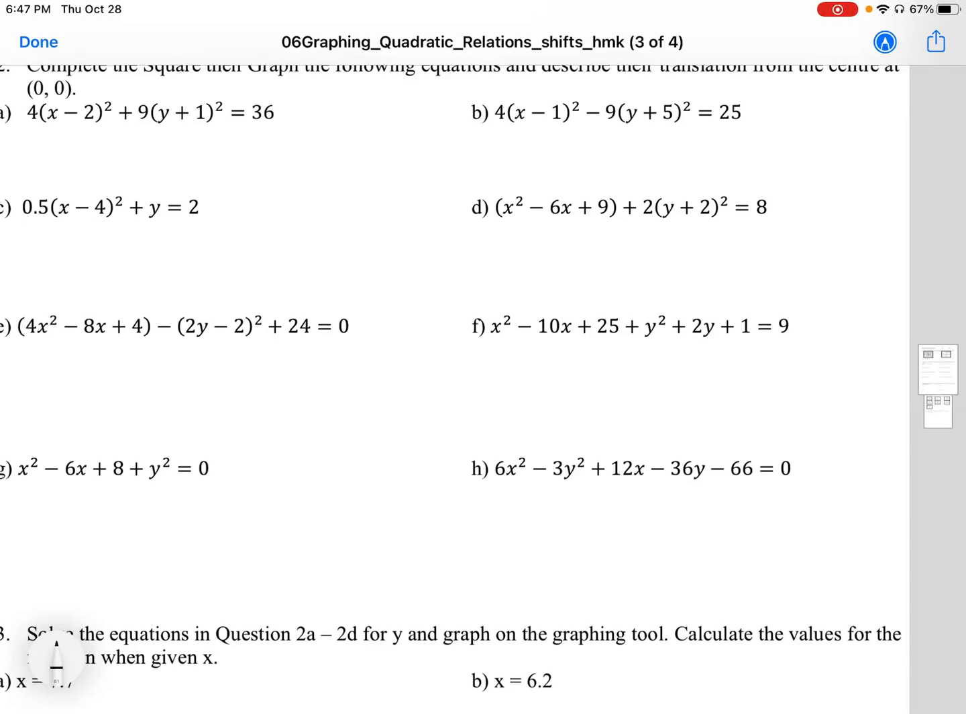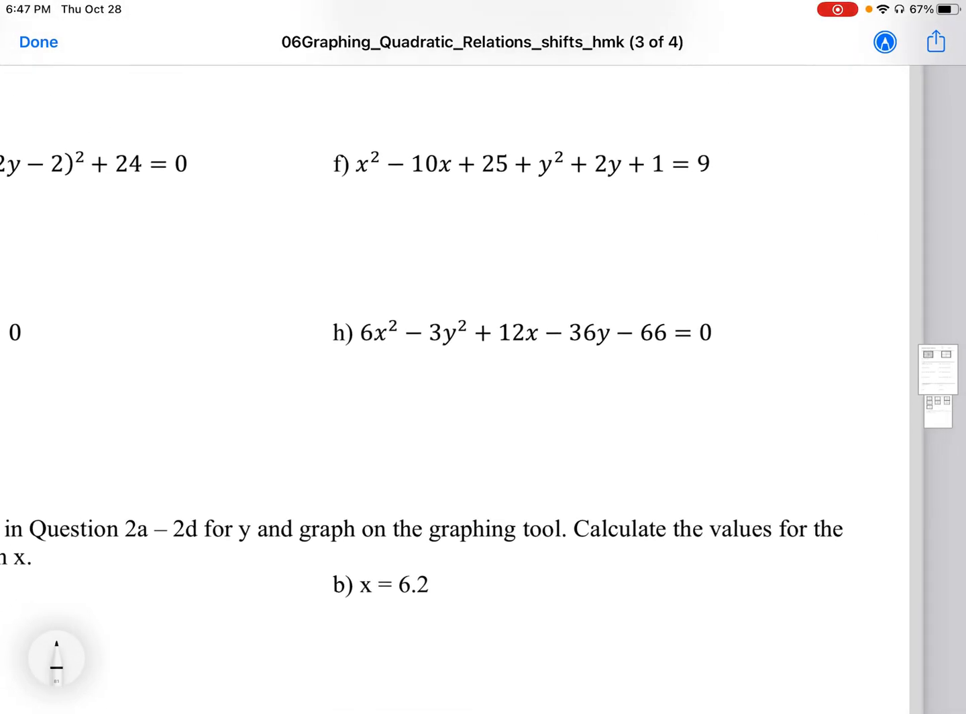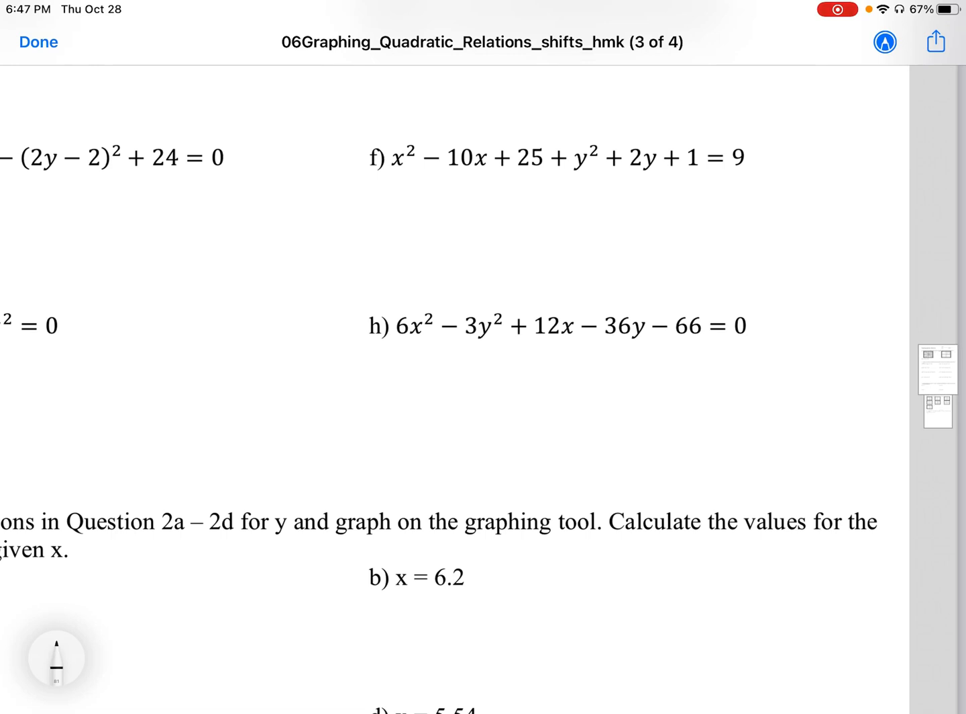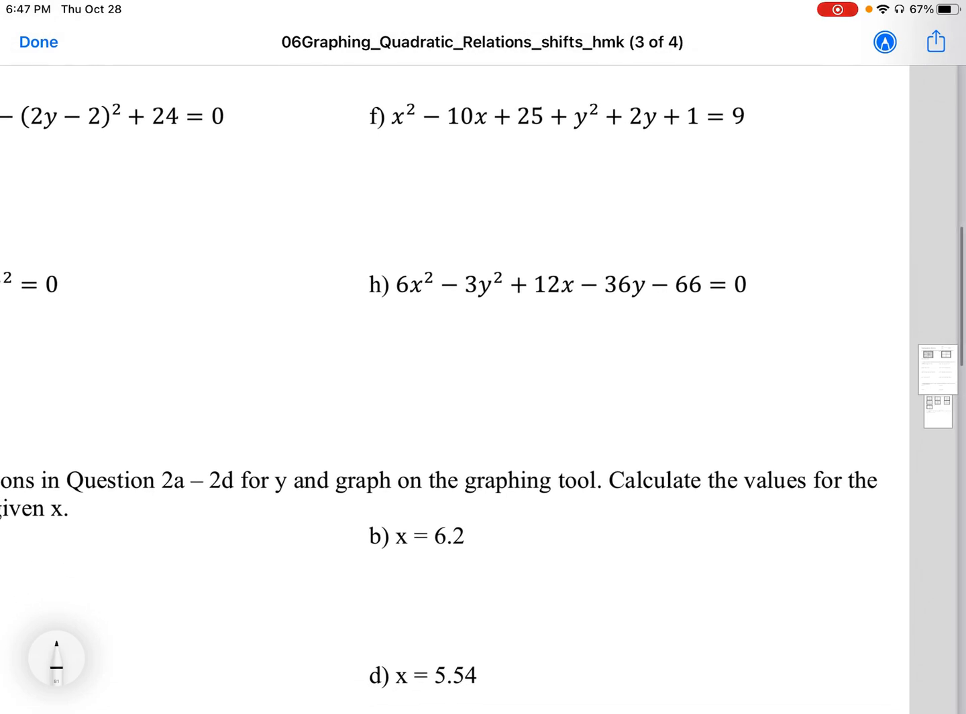In question H, we're going to complete the square to put it into the graphing form. So we have 6x squared minus 3y squared plus 12x minus 36y minus 36 minus 66. Now this is a hyperbola since it's 6x squared minus 3y squared. Whether it's a trans x or trans y, we don't know.